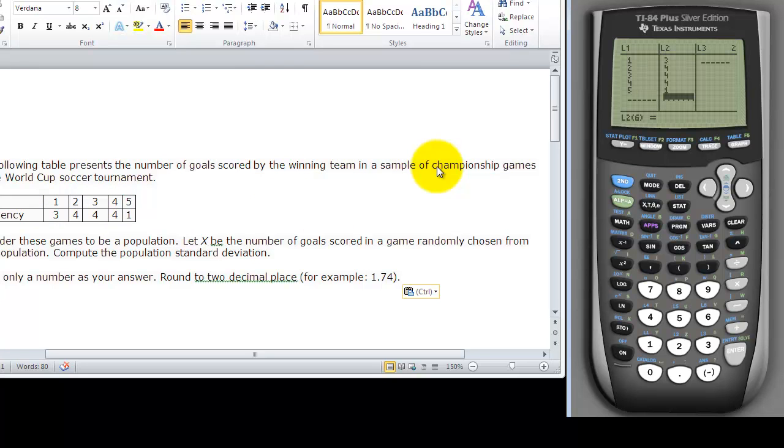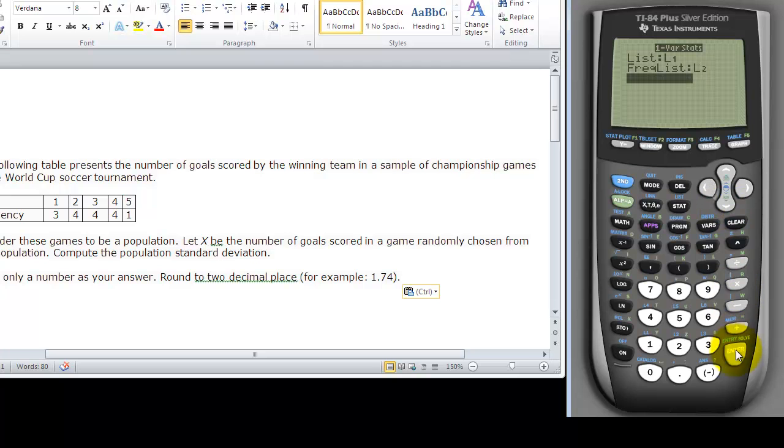Now we're ready to calculate the standard deviation, or let the calculator do it for us. Go back into stat, go to calculate and 1 variable stats. Click enter, and make sure your lists are set up correctly. List 1 is the thing we care about, in this case the goals. x is the number of goals, and that's what we want to compute the population standard deviation of. The frequency list, how many times those things occurred, is stored in list 2. So everything's set up correctly.